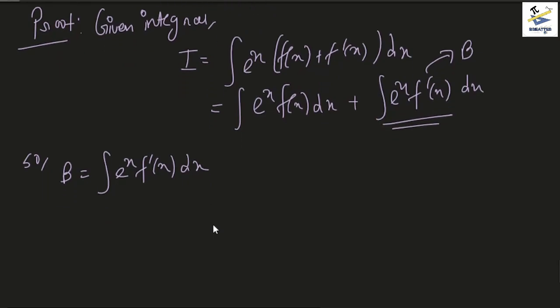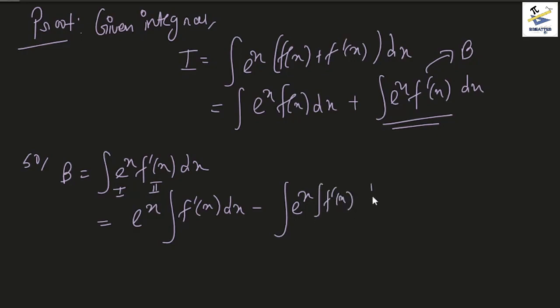If you apply integration by parts here with e to the power x as the first function and f dash x as the second function, what you get is e to the power x into f dash x dx minus derivative of e to the power x, which is just e to the power x, and integral of e to the f dash x, and then a dx outside, right? Now we know that the integral of a derivative is just the function itself, so it just becomes e to the power x into f of x minus integral of e to the power x into f of x dx, right?